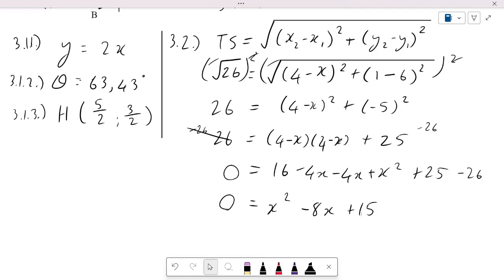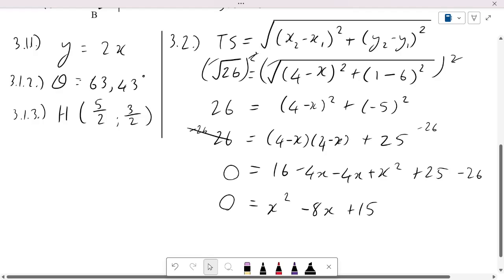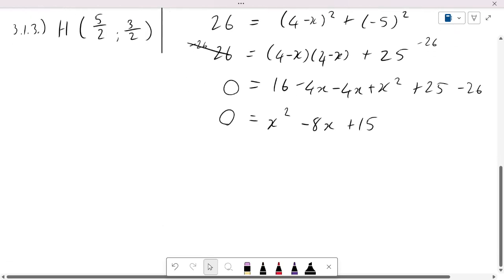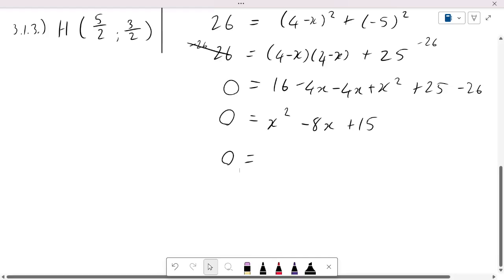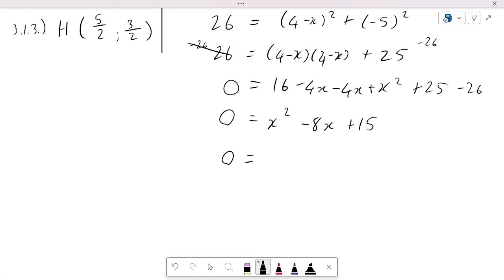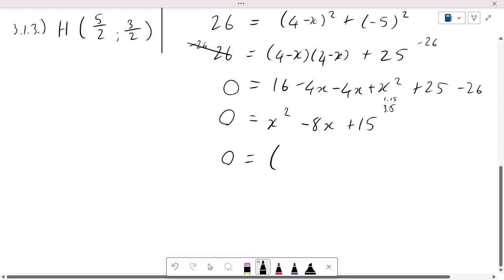Okay, now what we have to do is solve for our x values, and we need to see which one we're going to be using. All right, so from this point here, we just need to factorize. So we have 15, which has factors. We need to get factors that give us an 8. So we have 3 and 5, and we have 1 and 15. What we can clearly see is 3 plus 5 will give us 8. So we can use factors of 3 and 5. So it's going to be x.